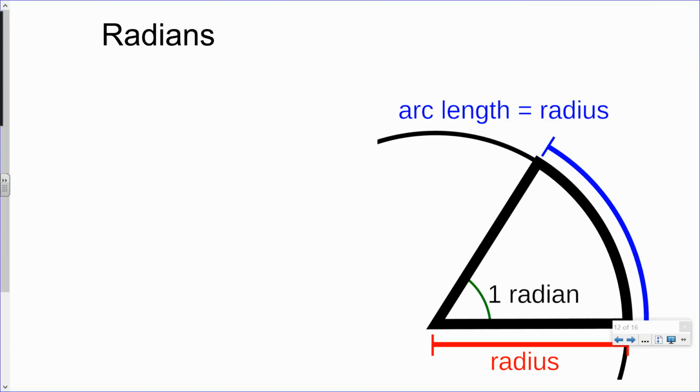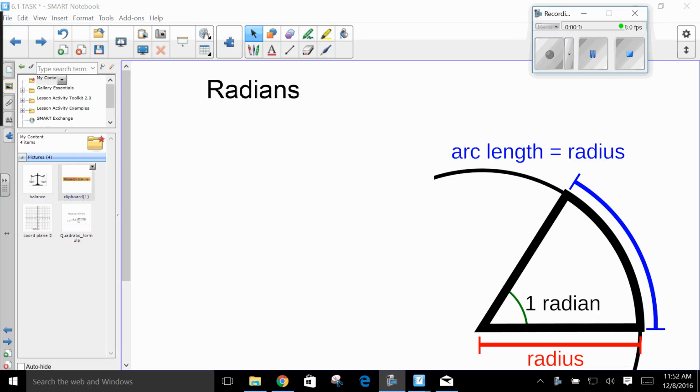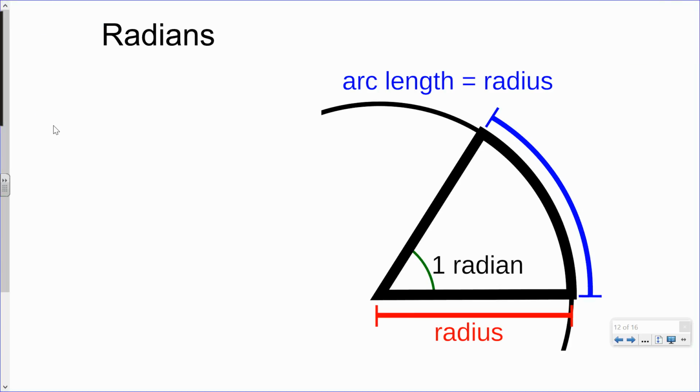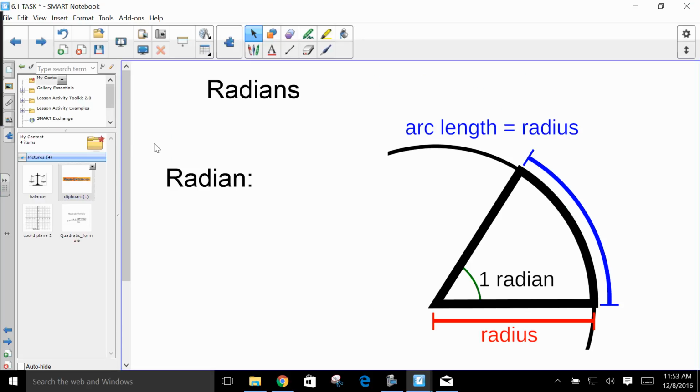Radians is the title. Radians. Let's define what a radian is here. 1 radian. So let's define it, and then you're going to draw that picture on your notes here. Well, let's define what a radian is first.